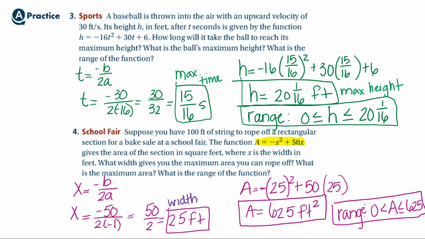The width is 25 feet. Then I substitute that back into the equation to get 625 feet. That's my max area. And again, here my range is 0.